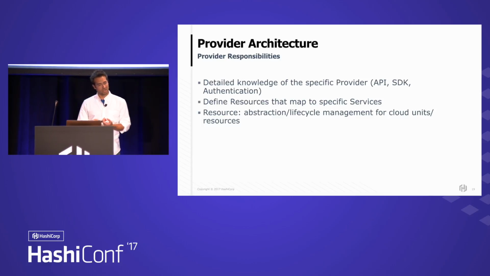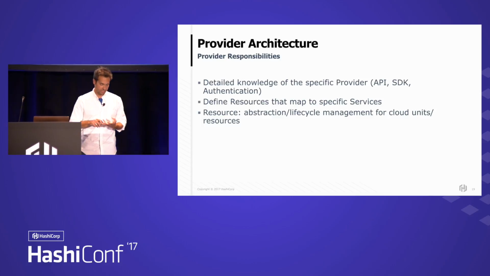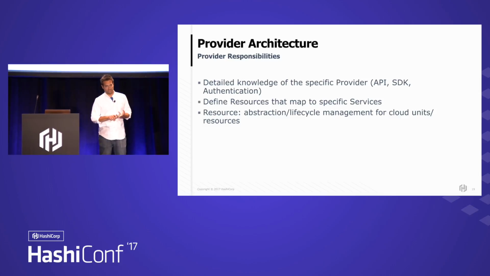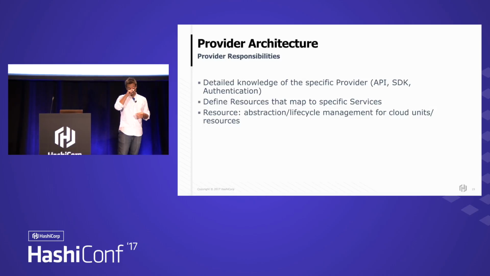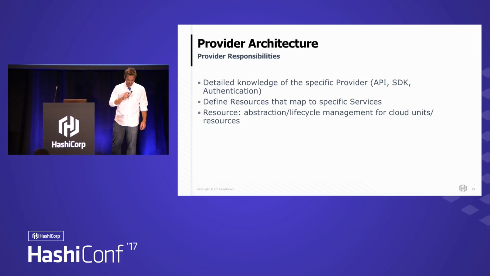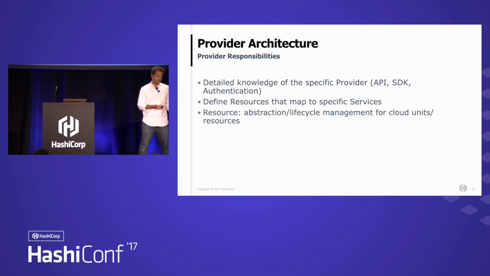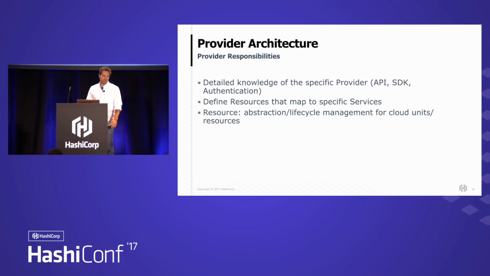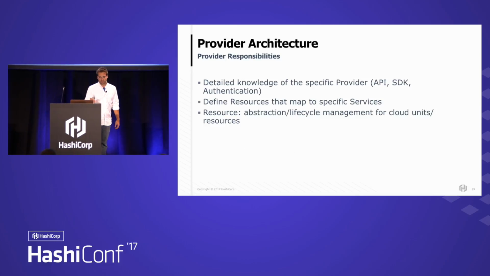That's like authentication, endpoints, other various configurations. And providers then define the resources. So a provider will detail, I have support for all of these resources. Here's where they are. This is their schemas. And the resource itself defines an abstraction around the lifecycle management of this cloud unit thing, like an Amazon instance, a DNS record, a GitHub team, a GitHub user, a Heroku app. The resources themselves contain that information.